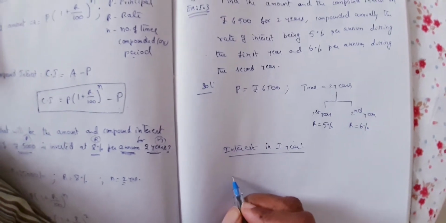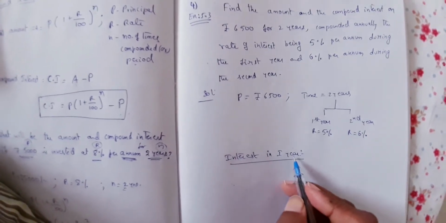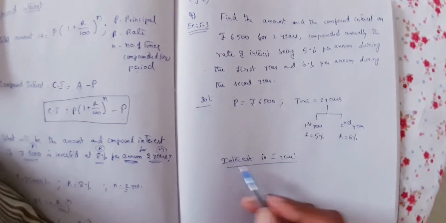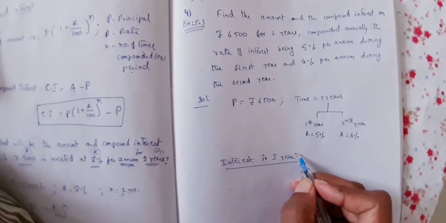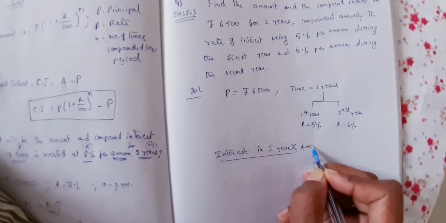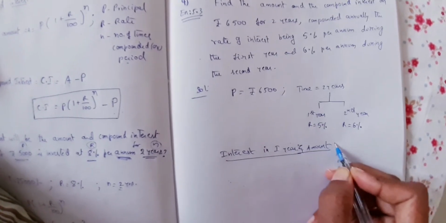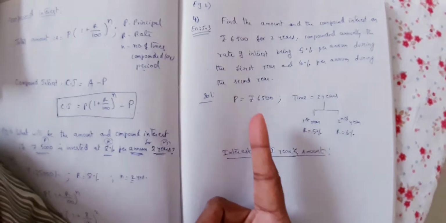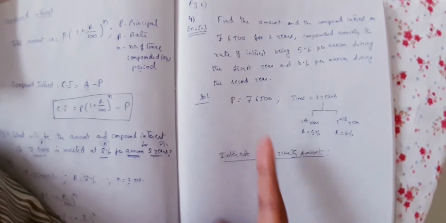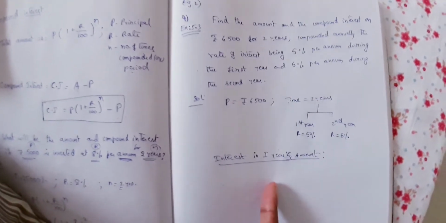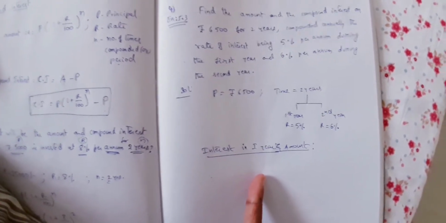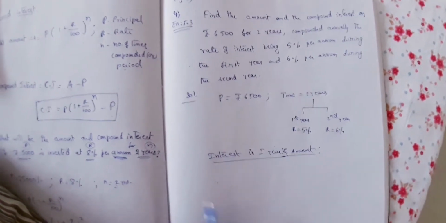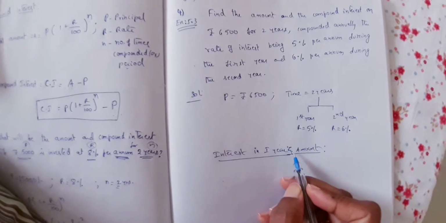See, you have to add this simple interest to the principal, right? So the interest in the first year and the amount. You have to find out how the principal is going to be changed. Principal is going to be changed by adding simple interest to it. That means by the end of 1 year, the amount added with the interest is going to be the principal for the second year.